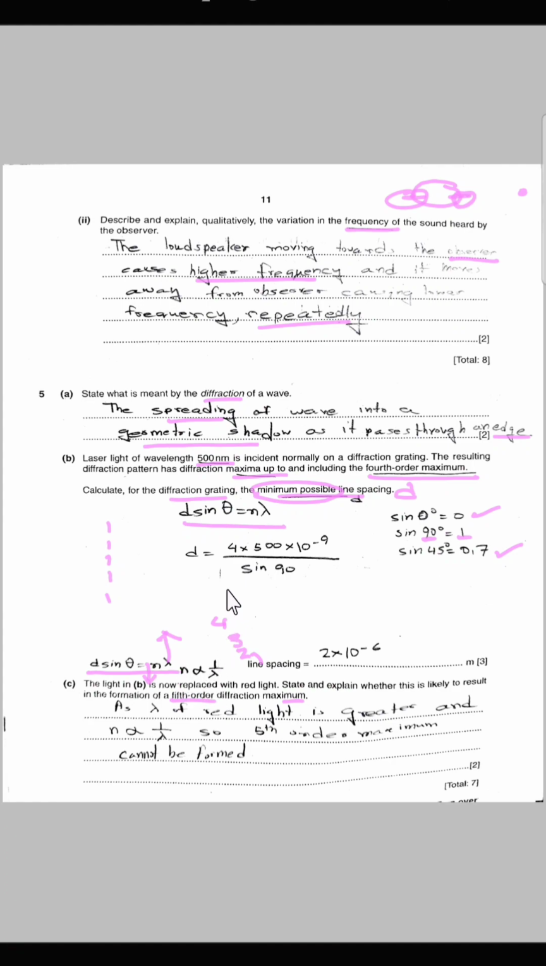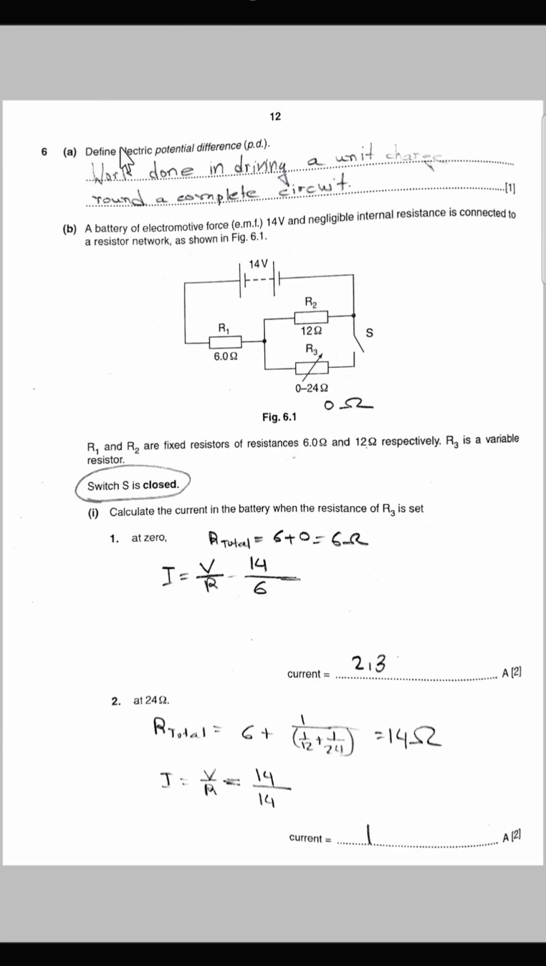But it could not be a greater value, since the value of lambda is greater. As we increase lambda for the red light, the value of n should be less. So we cannot get a fifth order maximum, as lambda of the red light is greater and n is inversely proportional to lambda, so a fifth order maximum cannot be formed.